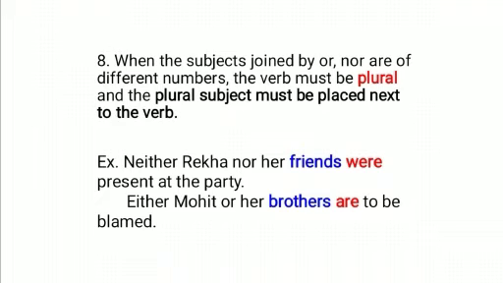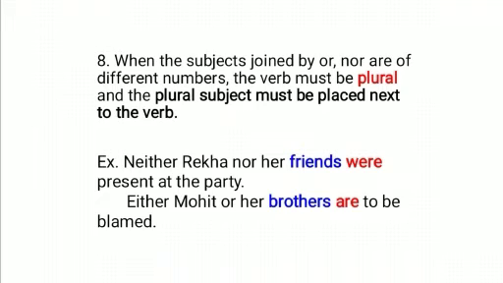Hope you understood this. Let me give you this example. Neither Rekha nor her friends were present at the party. Here Rekha is a singular subject, whereas friends is a plural subject. So since it has one plural subject, we will use a plural verb "were" and place the plural subject "friends" just before the plural verb "were".